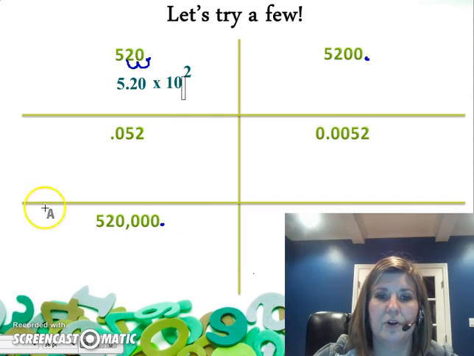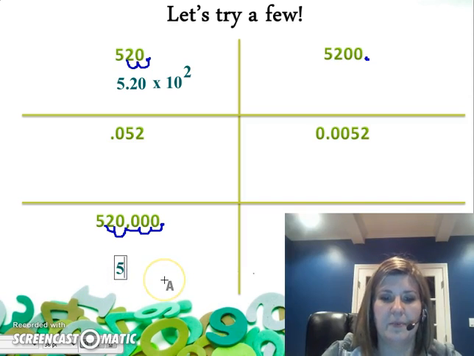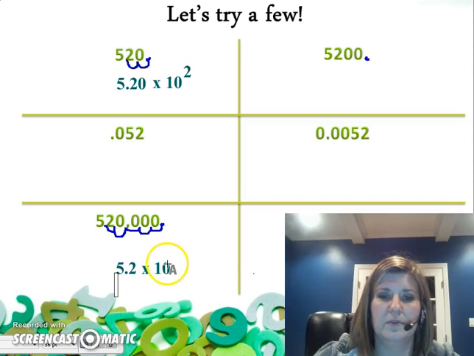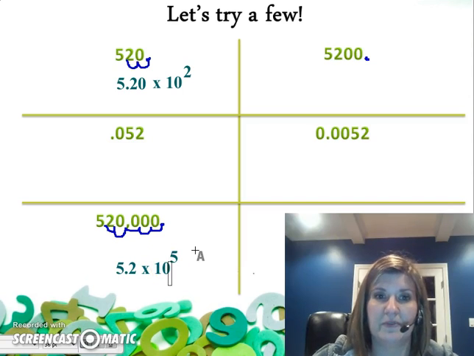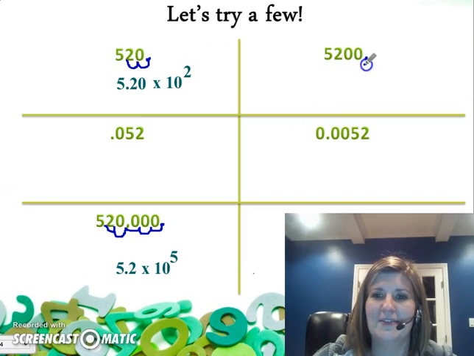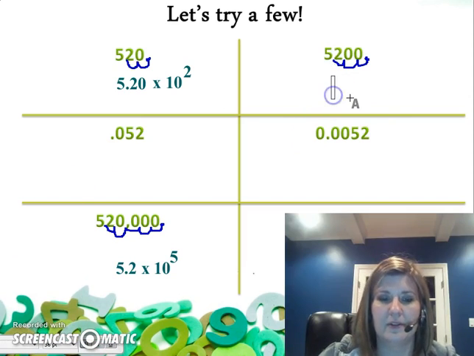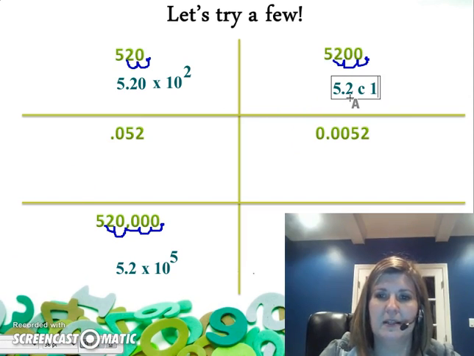Let's do all the larger than ones first. 520,000 would become 1, 2, 3, 4, 5. So we get 5.2 times 10 to the 5, because we've moved it 5 places and it's bigger than 1. 5,200 is 1, 2, 3 positions to the left. The number is 5.2 times 10 to the 3rd.